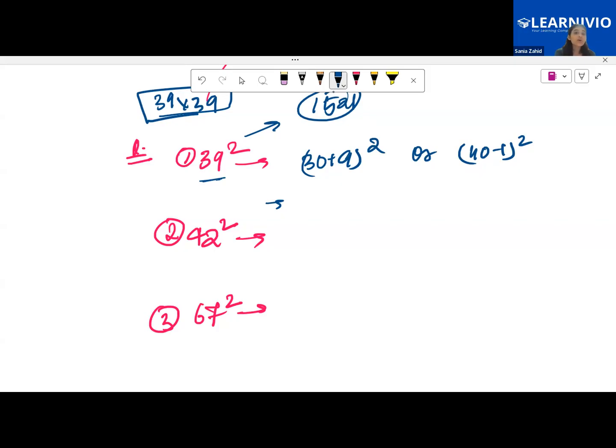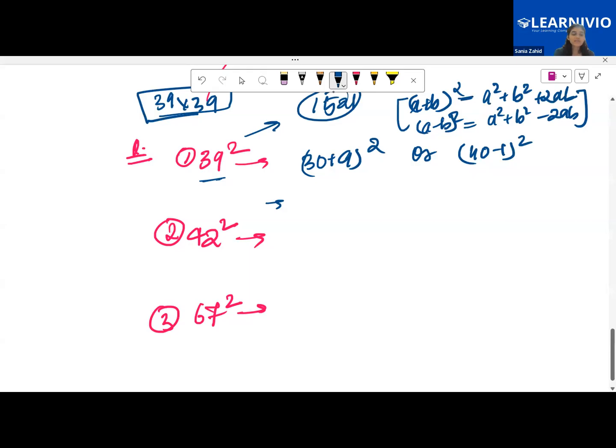You need to revise the concept. So it's very important. I taught you in the previous class. A plus b whole square is equal to a square plus b square plus 2ab. And what is a minus b whole square? A minus b whole square is equal to a square plus b square minus 2ab. Fine.